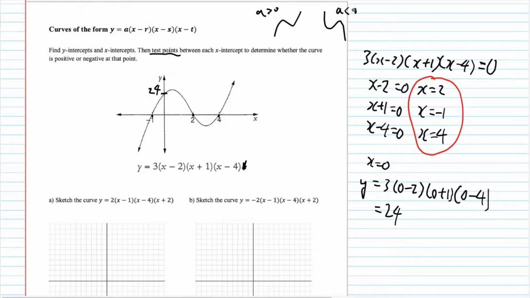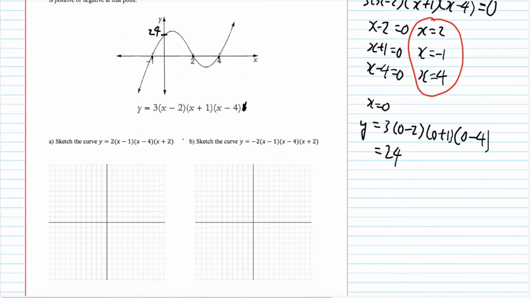So it's very important that you remember the shape of these graphs, because as you can tell, this value of a, 3, is positive, so we know the graph will look something like this. Then you just have to connect the dots.